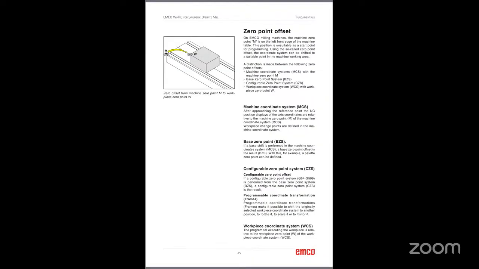Next is called a 0 point offset. What is a 0 point offset? This is another main important concept in CNC programming. So 0 point offset means we have the machine 0 point, right? We already discussed what the machine 0 point is. This point is already fixed by the manufacturer and we cannot change it. The other point, the operator can set.